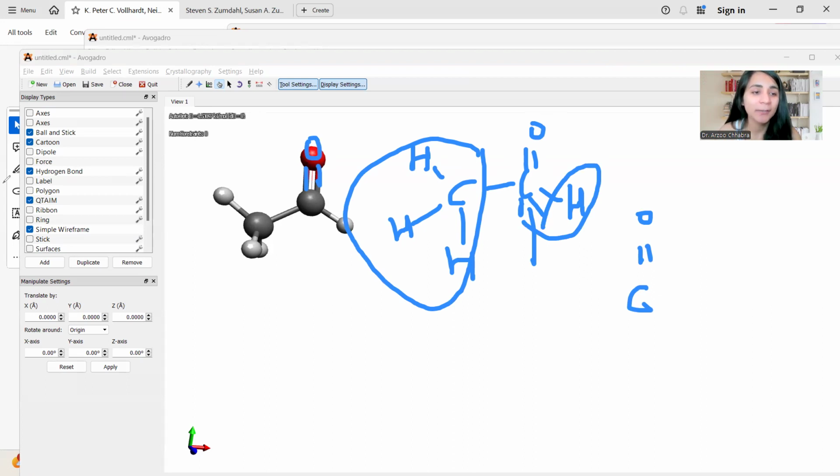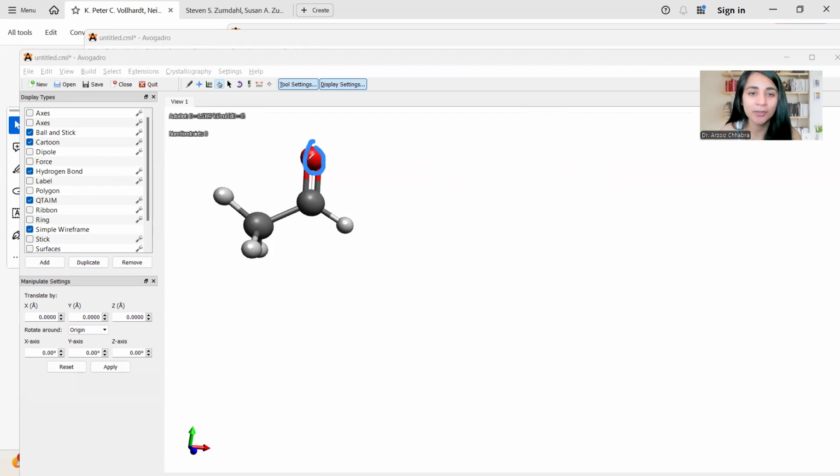So if you look here, this is an oxygen. So carbon double bonded to an oxygen and having hydrogen on one of the sides is actually an aldehyde.